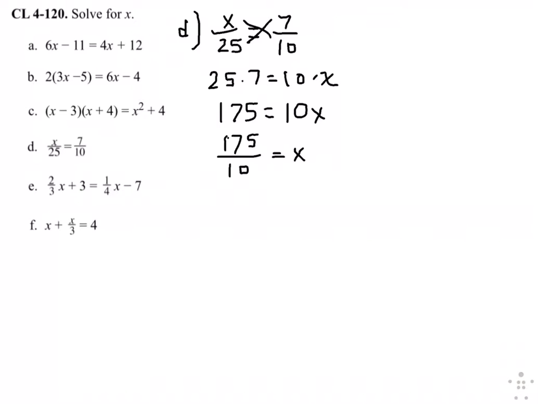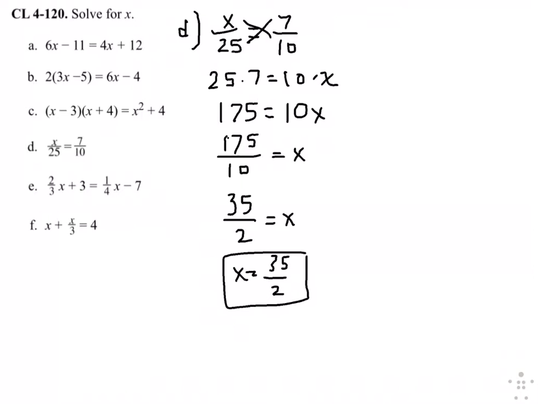A common denominator for this one is 5, right? 5 goes into 175 35 times. And 5 goes into 10 twice. So we get x equals 35 halves for D.